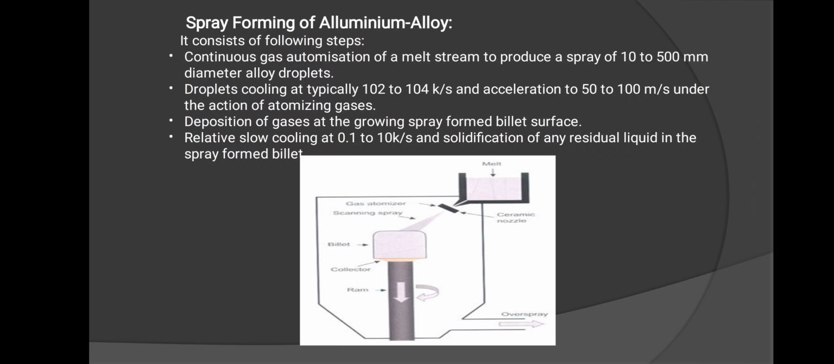It consists of the following steps: continuous gas atomization of a melt stream to produce a spray of 100 to 500 mm diameter alloy droplets, cooling at typically 10^2 to 10^4 per second, and acceleration to 50 to 100 meters per second under the action of atomizing gases. Deposition of droplets at the growing spray-formed billet surface. Relatively slow cooling at 0.1 to 10 per second, and solidification of any residual liquid in the spray-formed billet.